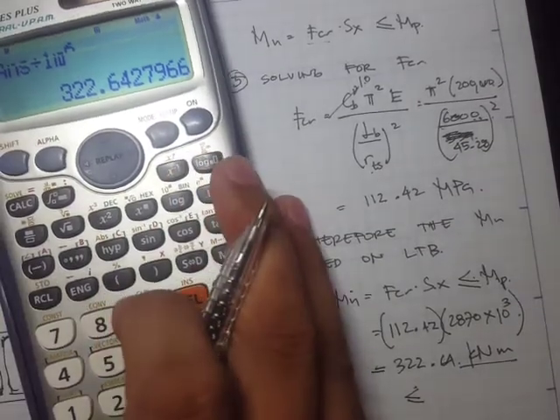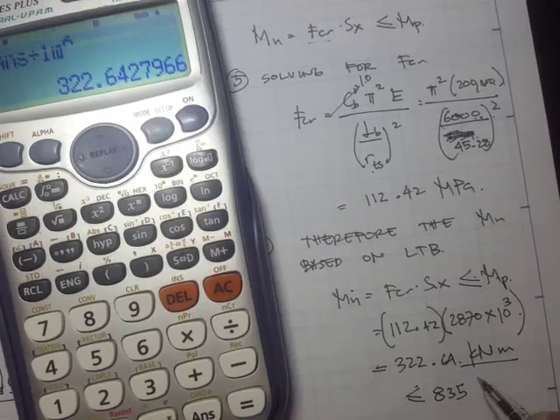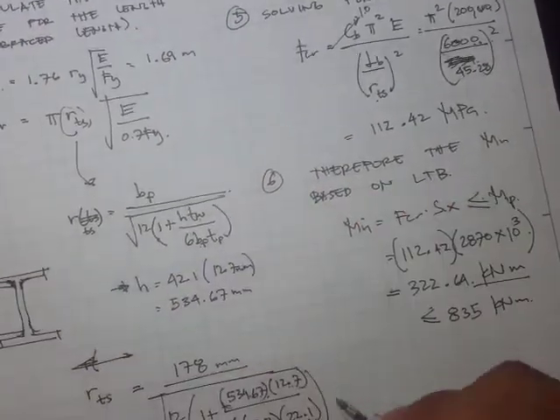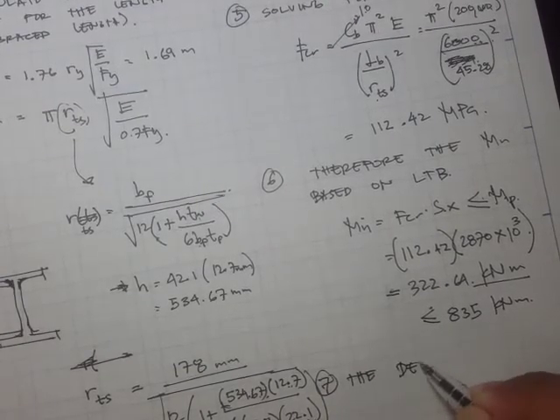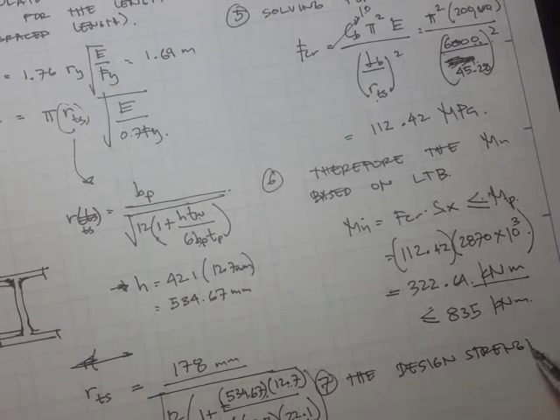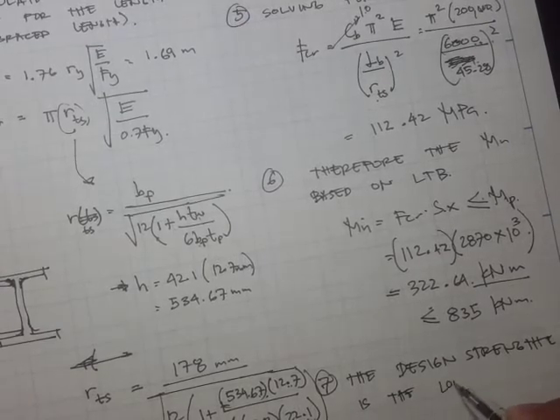But it says here that it should be less than our plastic moment capacity, which is 835 kilonewton meter. Therefore, the design strength is the lower value of the two.